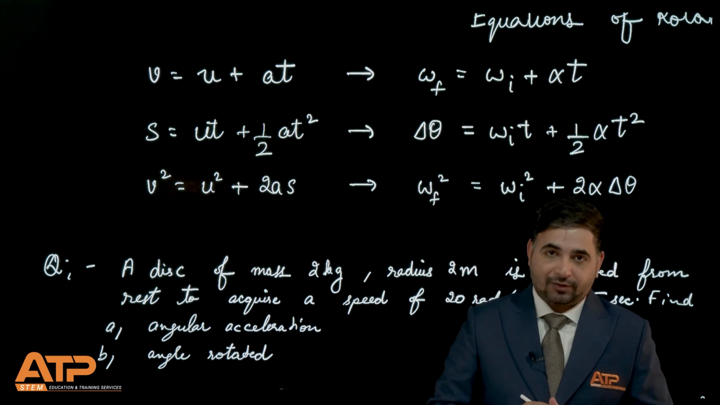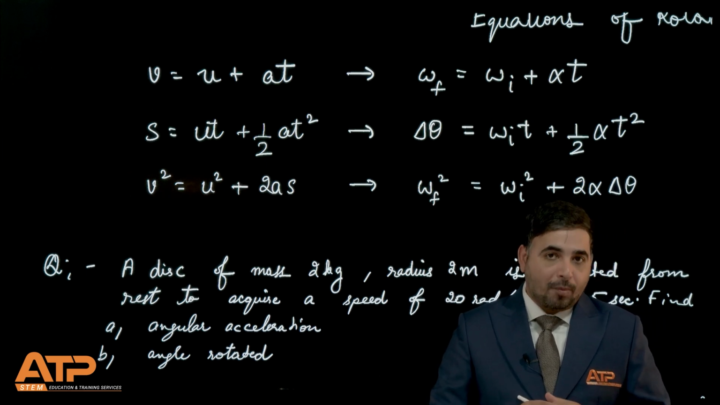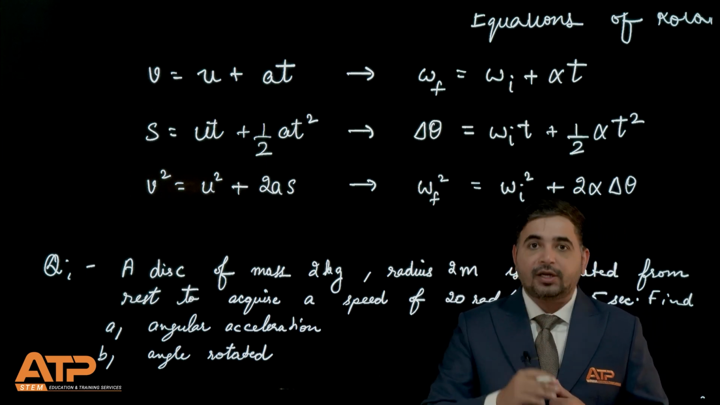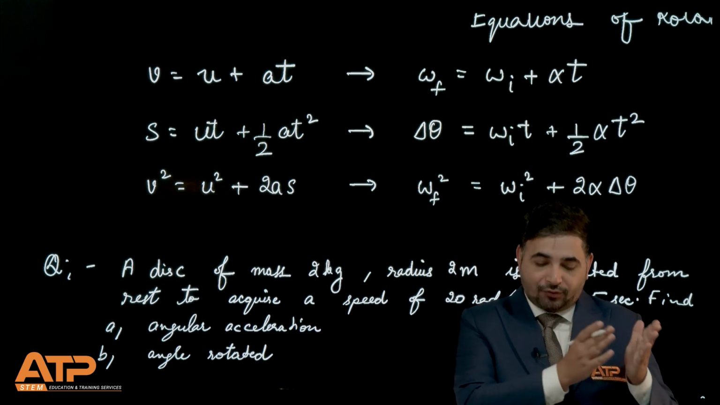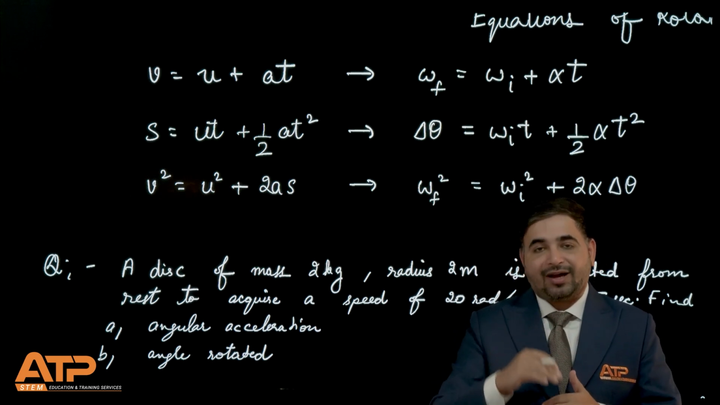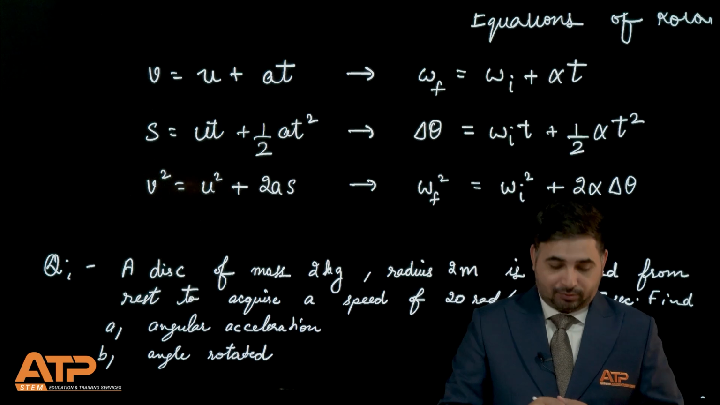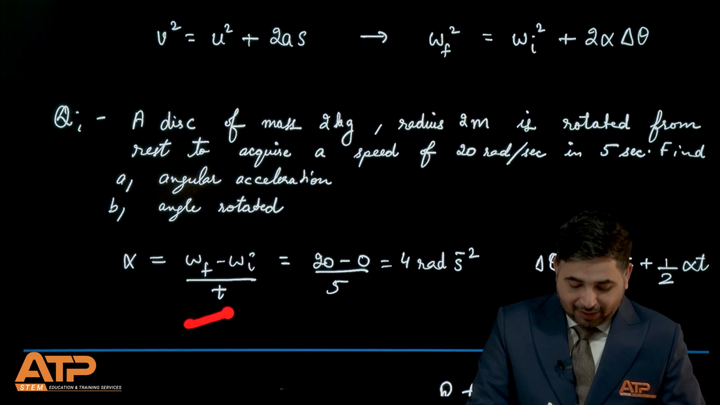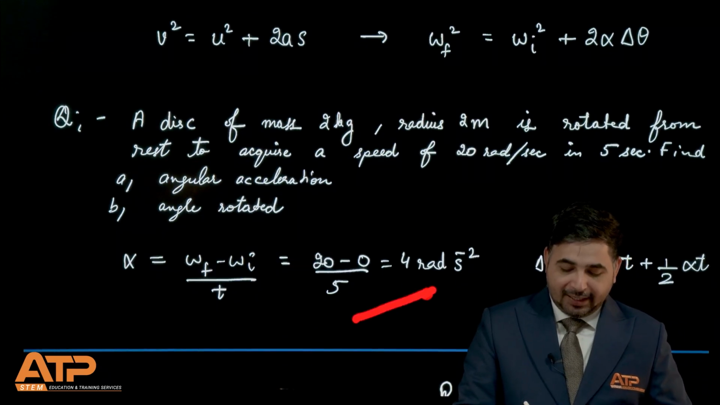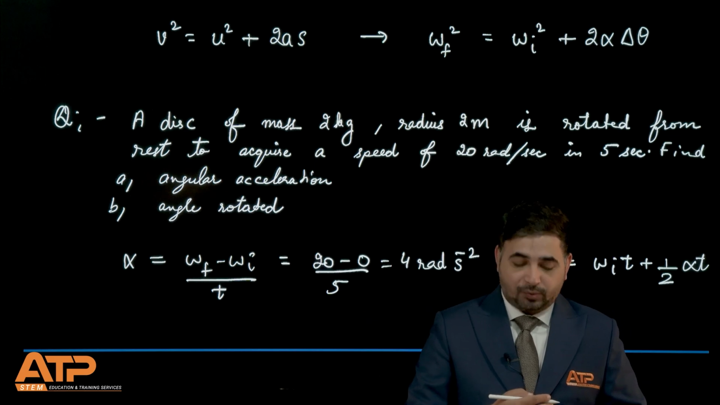What is the definition of alpha? Rate of change of omega. Change in omega over time taken. Omega is changing from 0 to 20 in 5 seconds, so the rate will be 4. That's it. Omega final minus omega initial by t is going to give you 4 radians per second squared.